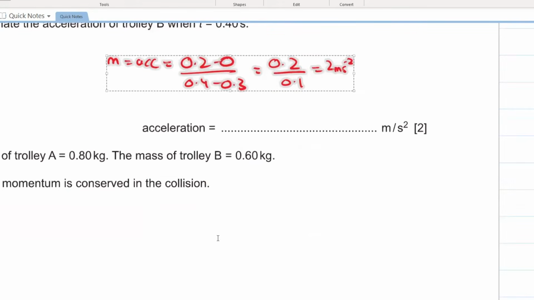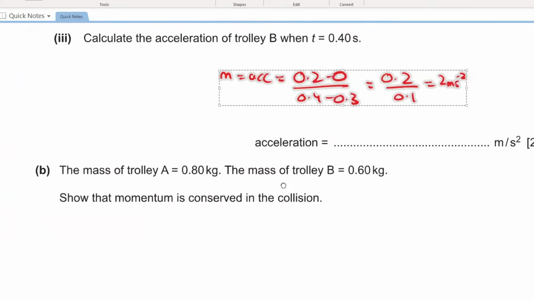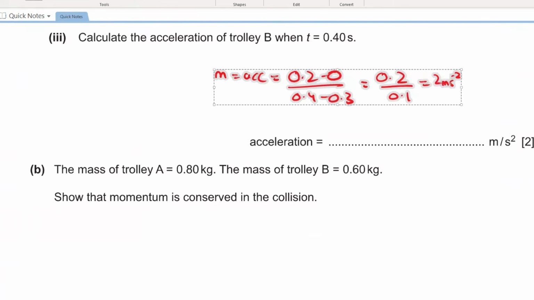ये आ गई आपकी acceleration बेटा. Literally nothing complicated. Easiest thing to ever exist. चलो अब आगे बढ़ते हैं.